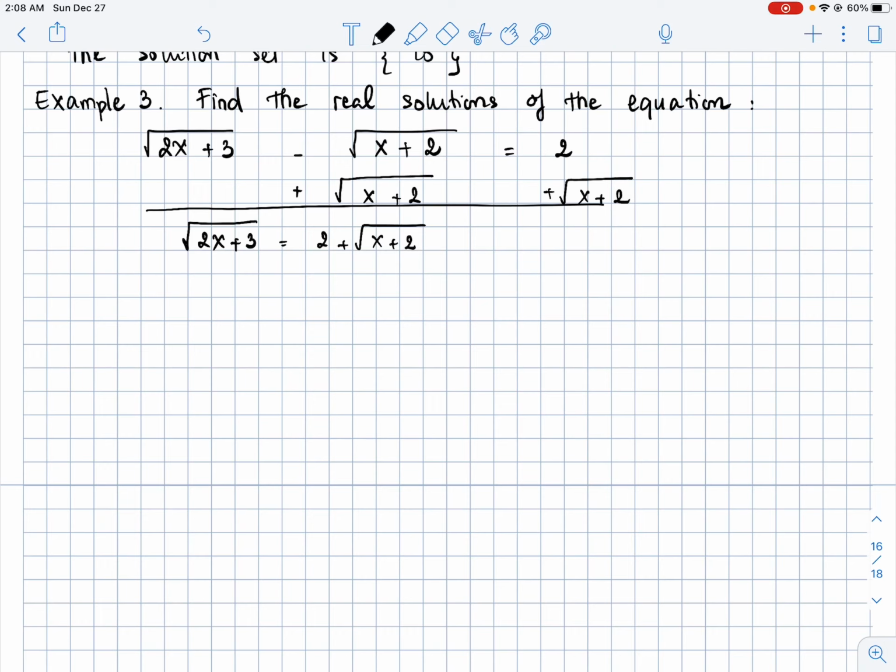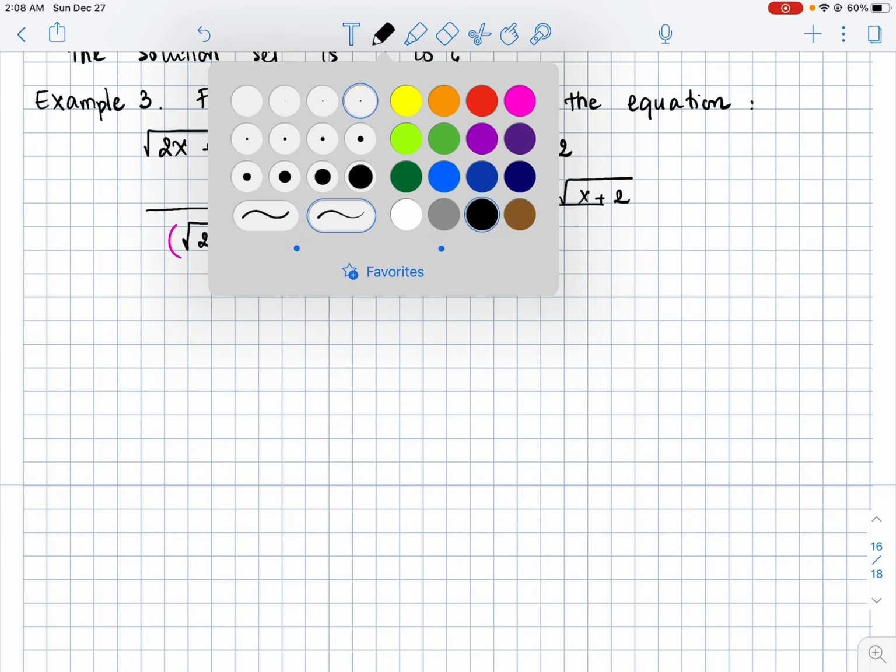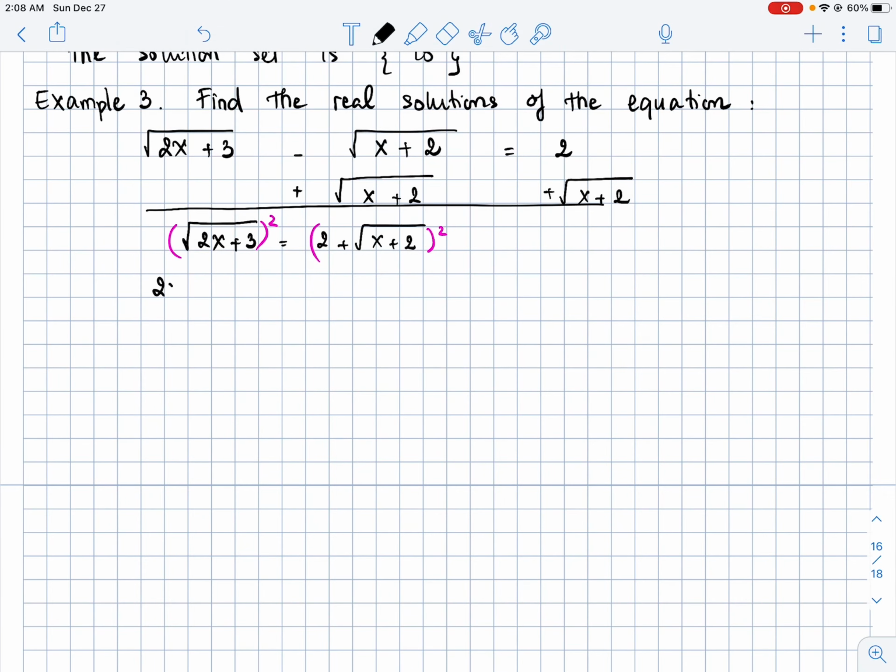In a problem with two square roots, we will square twice. The first time we will get rid of one radical, and the second time we will get rid of one more radical. Now let's do the first time. We will square both sides and we will get rid of the radical for the complicated square root. We will get 2x plus 3, and on the other side we use the formula a squared plus 2ab plus b squared.